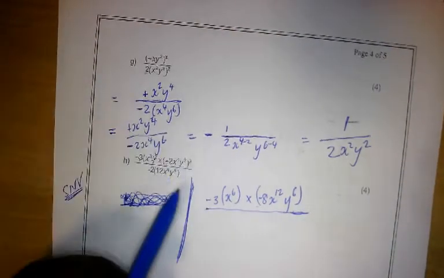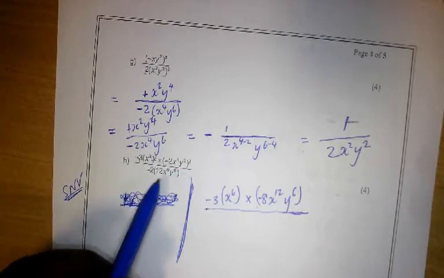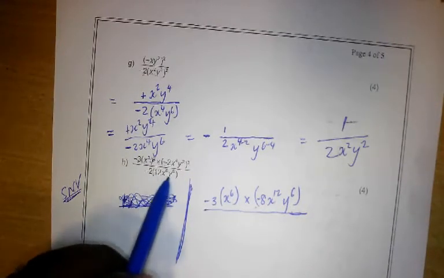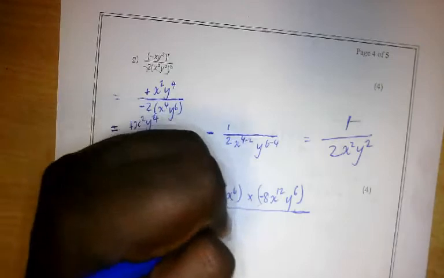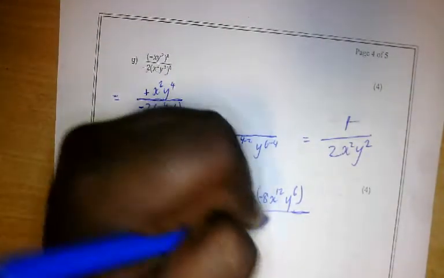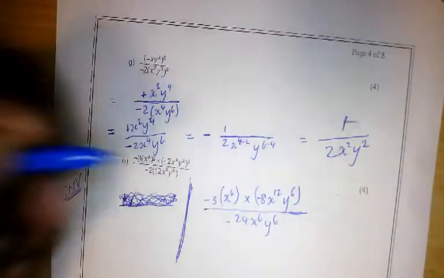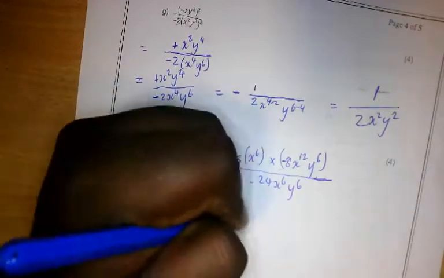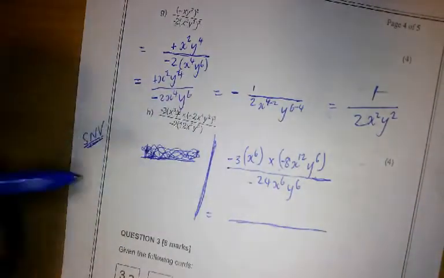I've got to go to the denominator. At least I don't have the power in the denominator, so I can just multiply through everything here, which is going to be minus 2 times 12, 24, x to the power 6, y to the power 6. Okay, that's me. Now, I can work with my numerator.